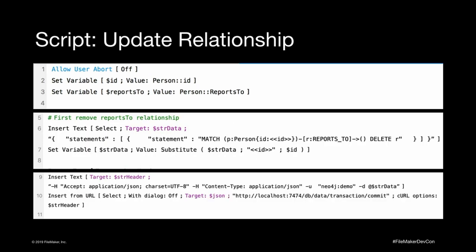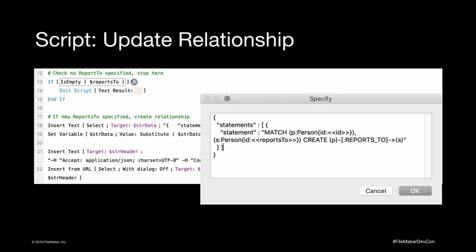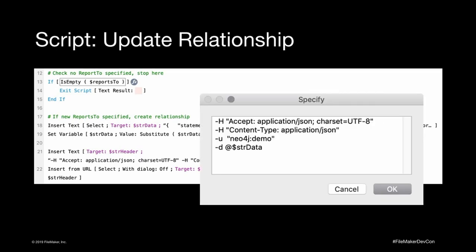So first sentence, and then the second sentence creates the relationship. So now you see both ID and reports to as placeholders with the create sentence. And then again, insert from URL. So I'm sending two statements to Neo4j. And this enables me to create an interaction between a FileMaker database and a Neo4j. So I can keep them in sync. And I can use all the advantages of FileMaker and all the power of Neo4j.